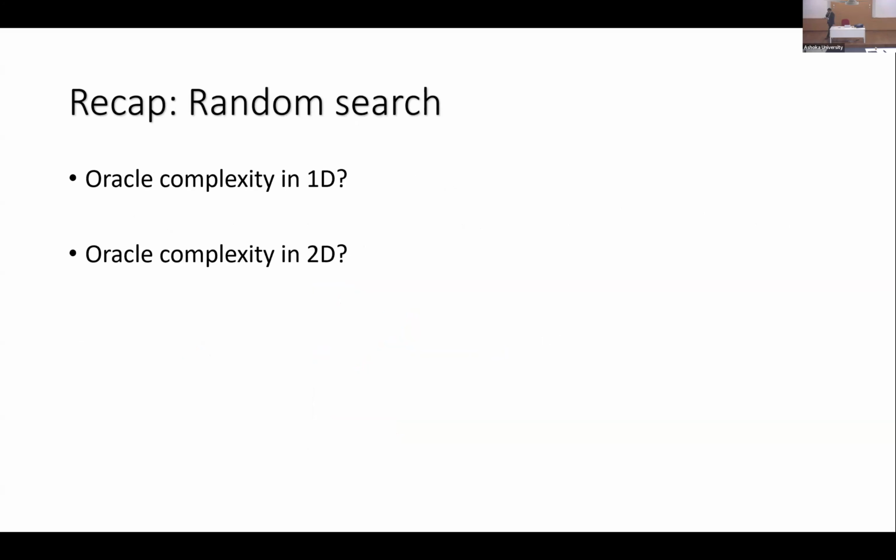Now we were discussing random search yesterday, right? Did anyone think of what is the complexity of random search, or what is the number of iterations required by random search? Did you think of that example? Let's start with 1D. In 1D, let's say you have the interval 0 to 1, and your optimum is somewhere, and you do random search. So how many samples would it take for you to find a sample which is epsilon close to the actual optimum? That is the question.